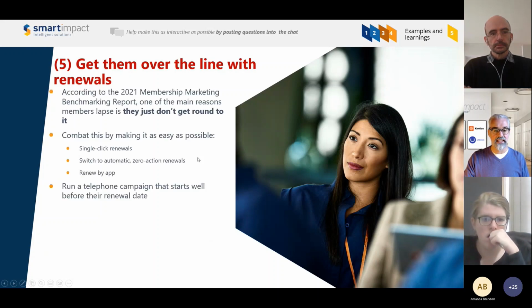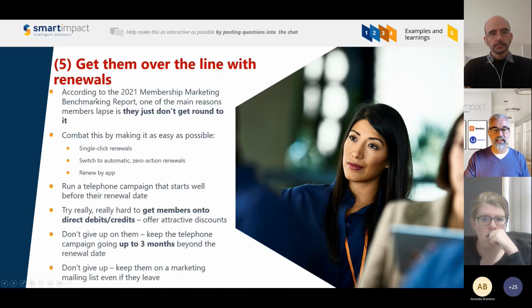Renewals, it might sound straightforward, but actually, there was a very interesting report last year saying a lot of lapsed members are lapsed simply because they just didn't get round to renewing. So it's not through lack of effort on the membership organisation side, it's lack of effort on their side. So try to circumvent that.